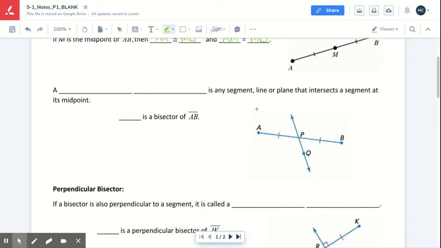So a blank is any segment or line or plane that intersects a segment at its midpoint. So that would be a segment bisector. So for example, on this picture here, what would be a bisector of line segment AB? Well, if P is the midpoint, and it is because they show us that these two segments are congruent, then line PQ would be our bisector. So I'll say line PQ.